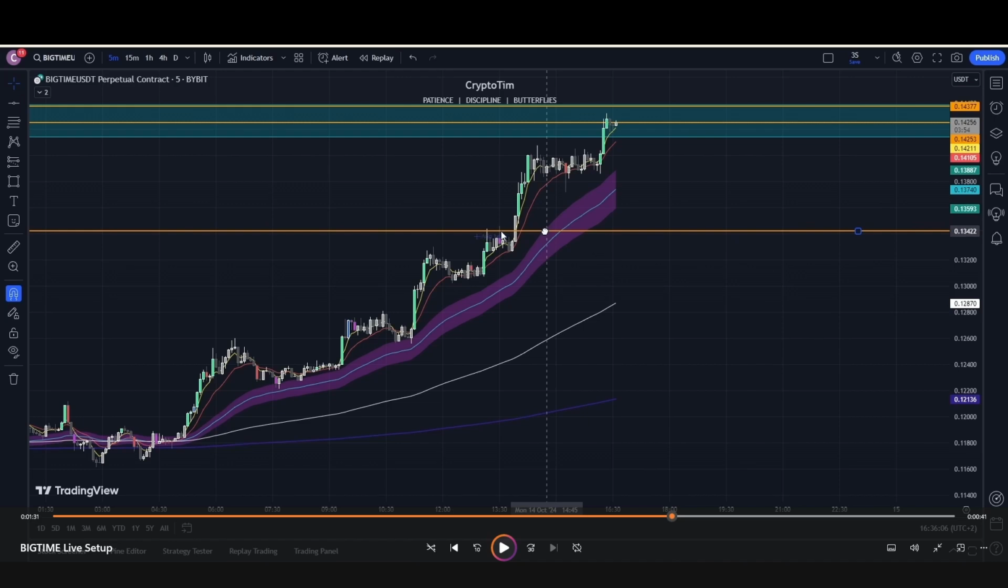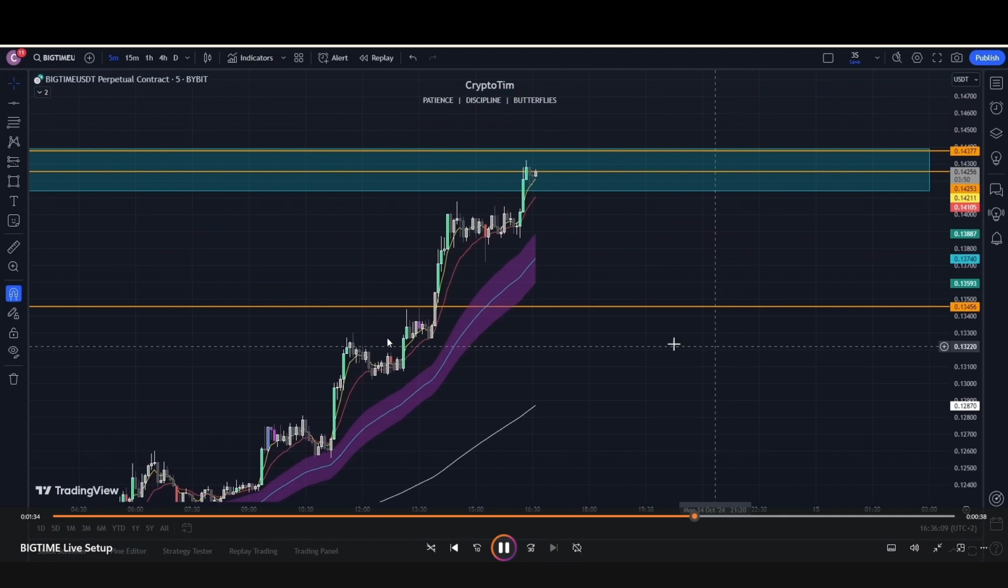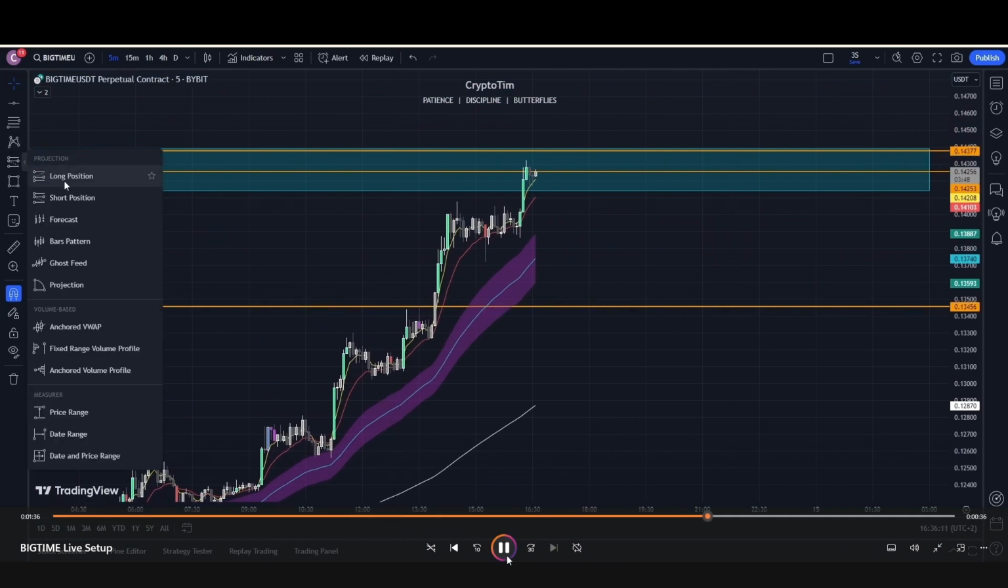We have these wicks and this fair value gap again right here. I didn't mark the fair value gap, but you could see there's a fair value gap here and vector recoveries above. So that seems to be a good TP zone.